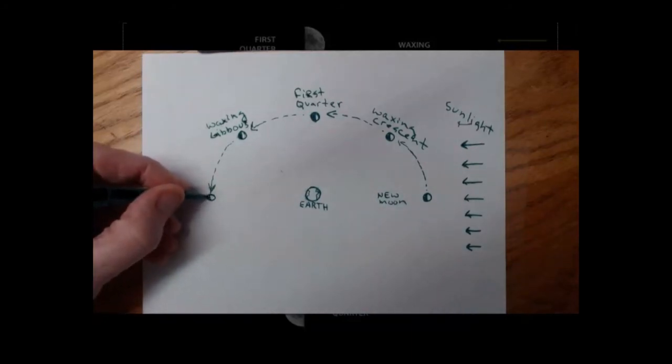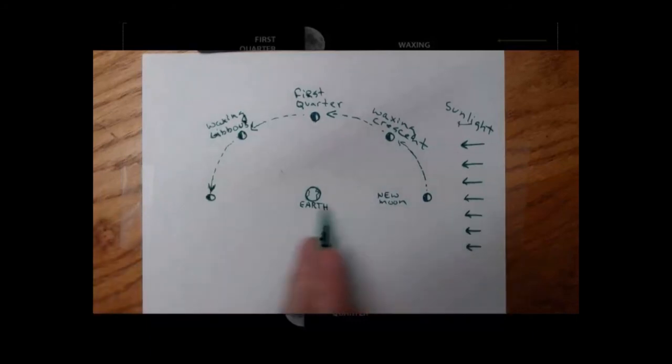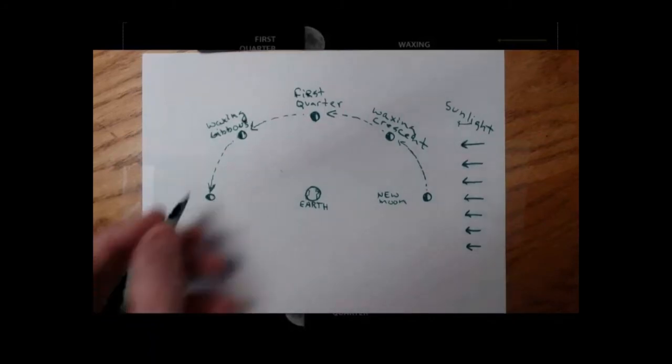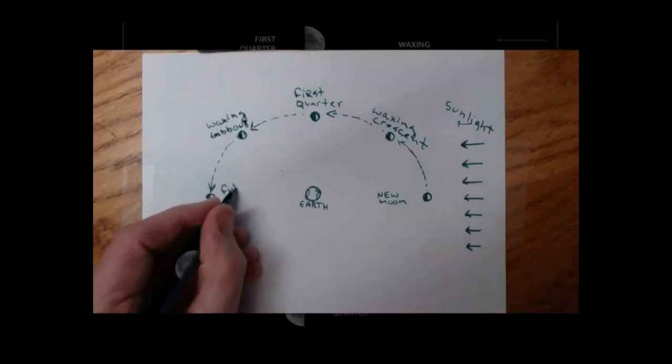Okay, so now what happens is it's lit from the sunlight on this side. And so from Earth's perspective, everything we see is lit up, right? And so that would be what's called a full moon. Full moon.